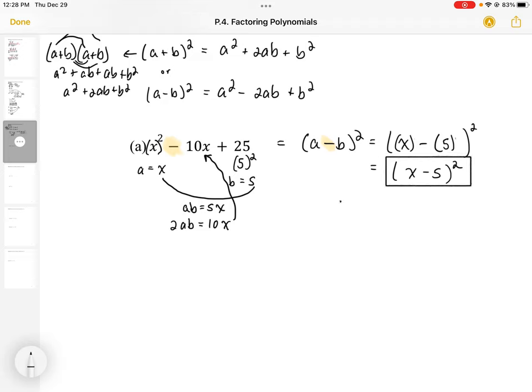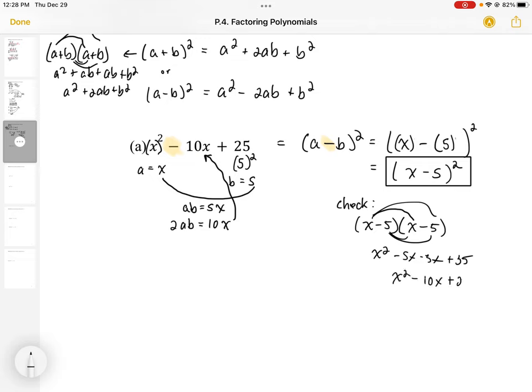And we could do a quick check. If you're factoring, this is something that I tend to do in my head, not so much out on paper. So we have x squared minus 5x minus 5x plus 25. So this is x squared minus 10x plus 25, which is what we started with.